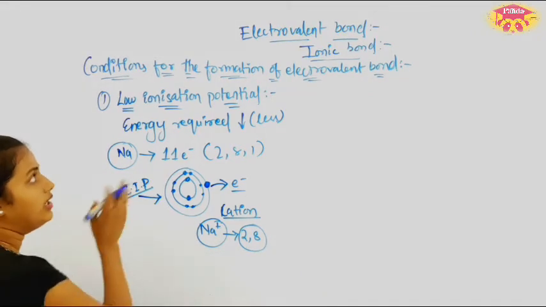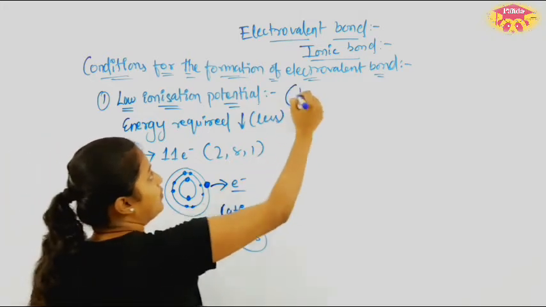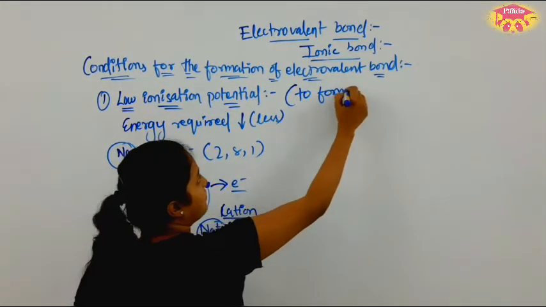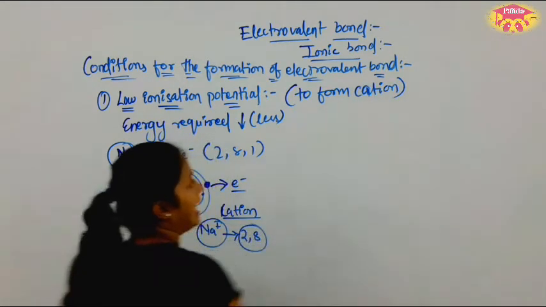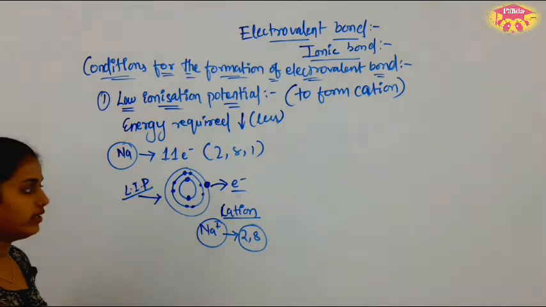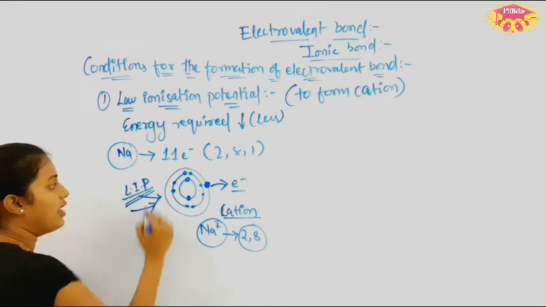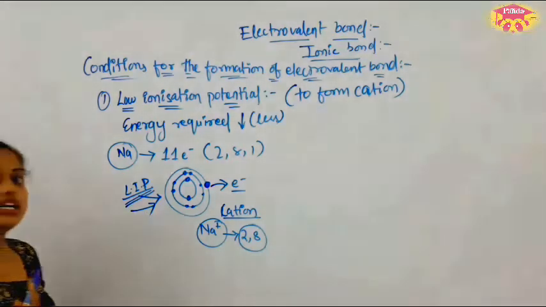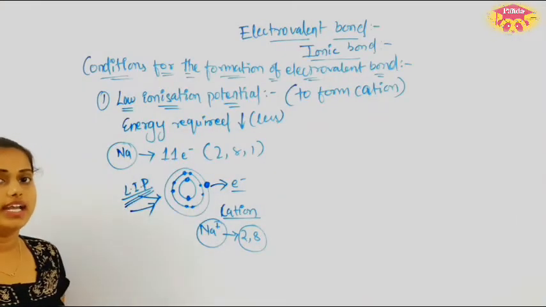Okay, we require low ionization potential. Why do we require low ionization potential? To form a cation. The atom should possess low ionization potential to form a cation. Why to form a cation? Because when we have low ionization potential, it is easy for the atom to lose 1 electron and form a cation.